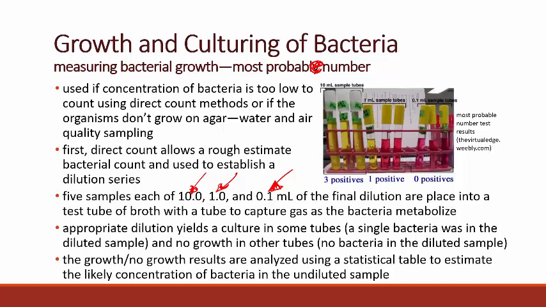Most probable number is used primarily for water quality sampling and air quality sampling. If you're concerned about having bacteria in the air or in the water, you may be getting such low counts that it's difficult to do a direct count or a grow out count. So using most probable number will help you to get a good idea of the estimate. And this is all based on statistical research, and comes pretty close to accurate.